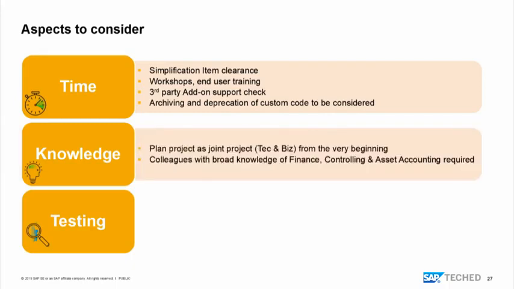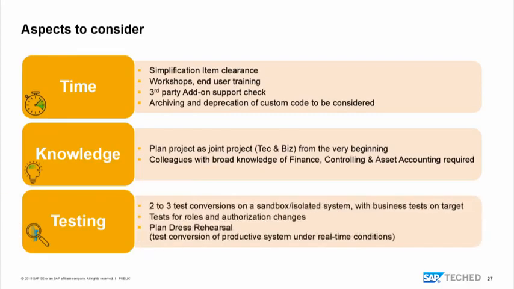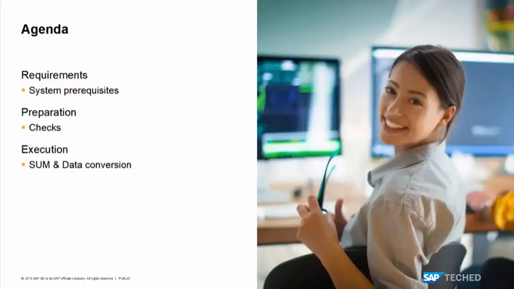You should plan the project from start to the end together, from the basis team together with the application area, to have all relevant stakeholders in the team. And you need, of course, colleagues with knowledge on different areas. And for testing, you should consider 2 to 3 conversion runs, test roles and authorizations, and plan a dress rehearsal. That is some of the aspects to consider. The other session, CAA 114, the overview on the transition scenarios from Roland Hamm, provides more aspects. That is my simplified view on what to consider.